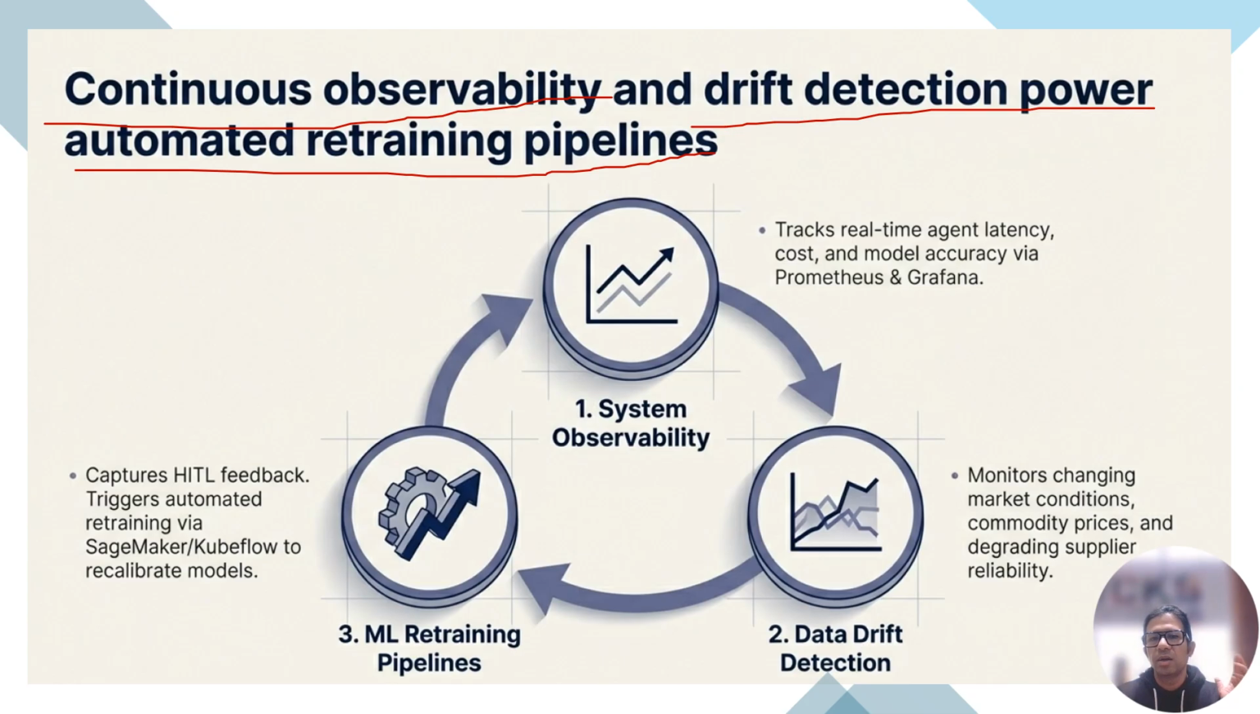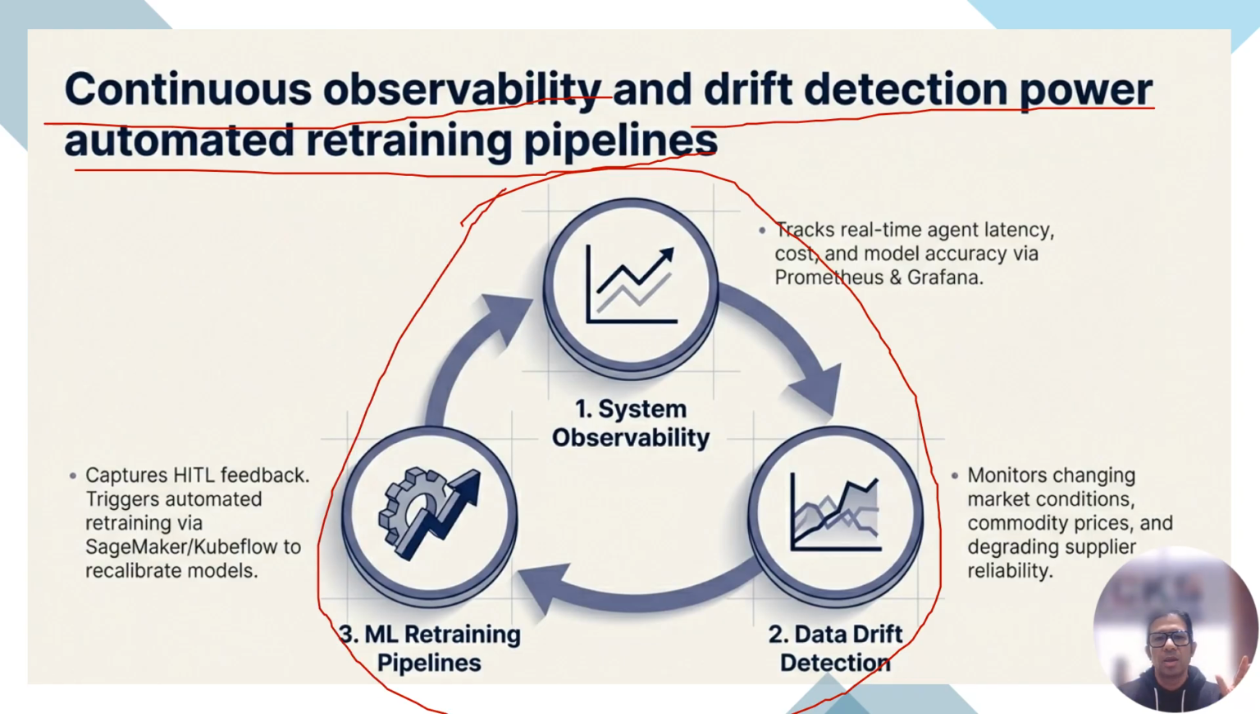Now look at this circle loop. It's a closed feedback cycle. See, this is a closed loop system. Let's go step by step. System observability, this one. This is where we track real-time health of the agent system. Latency, cost, throughput, and model accuracy.